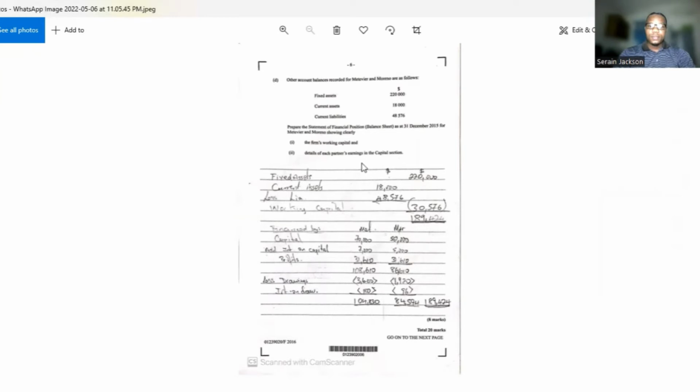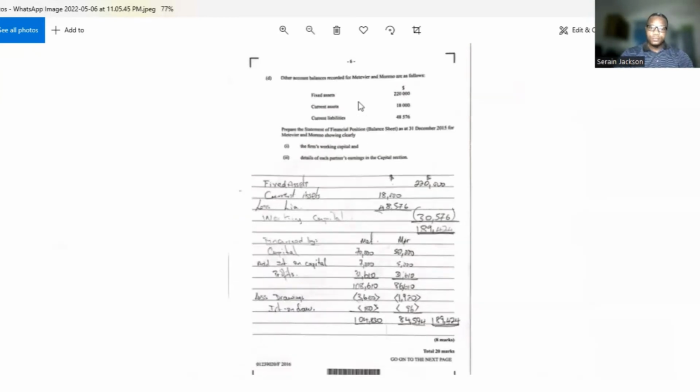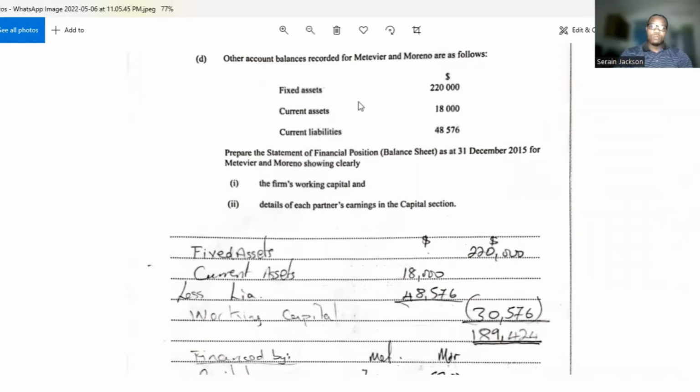Part D of the question says, other account balances recorded for Metivier and Moreno are as follows. They give us the fixed asset information, current assets information, and current liabilities information. Then they ask us to prepare the statement of financial position, which is the balance sheet, as at the 31st of December 2015 for Metivier and Moreno, showing clearly the firm's working capital and details for each partner's earnings in the capital section.